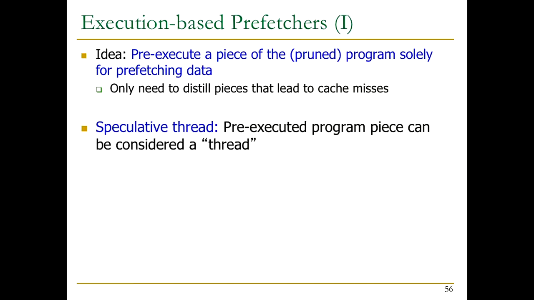So I'll define some terminology. Speculative thread is a pre-executed program piece that does this prefetching, and that can be considered a thread. It's really a thread in the end. Like we've discussed yesterday, when you go into run-ahead mode, you really are switching to a different thread. That's purely speculative, right? Of course, that thread is not completely invisible to any software outside, because we're not reporting any results from it. But you could do this very explicitly. It could be a software visible thread also.